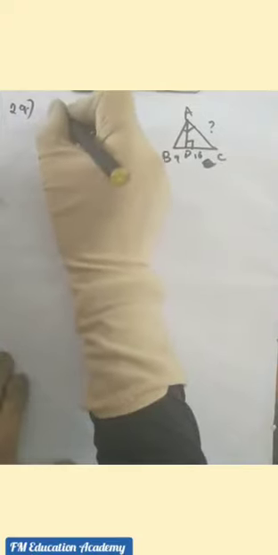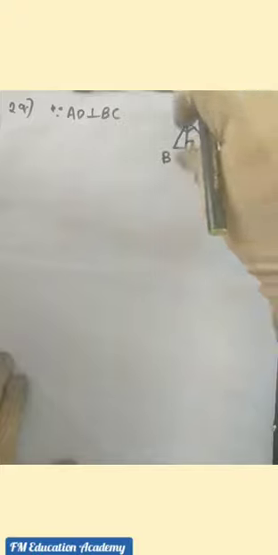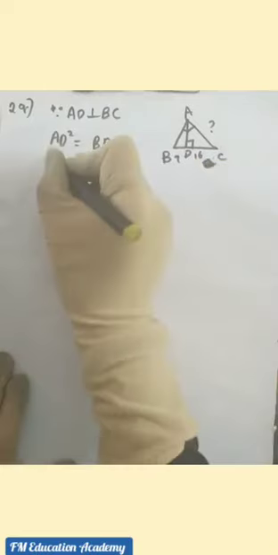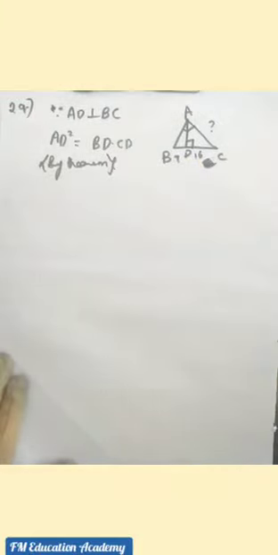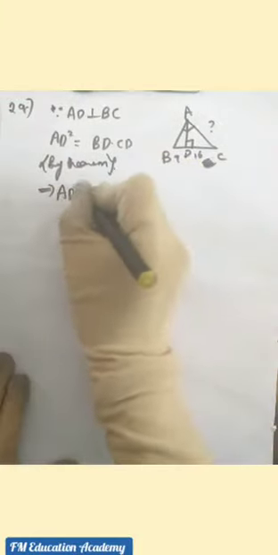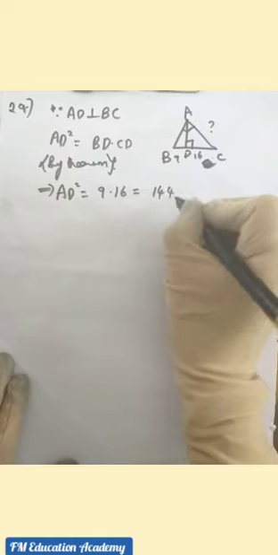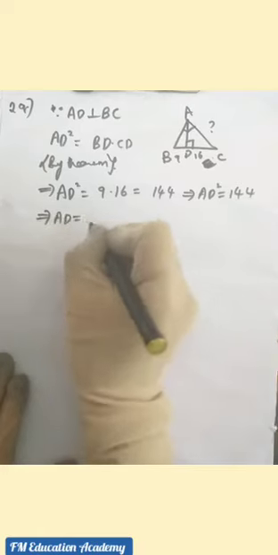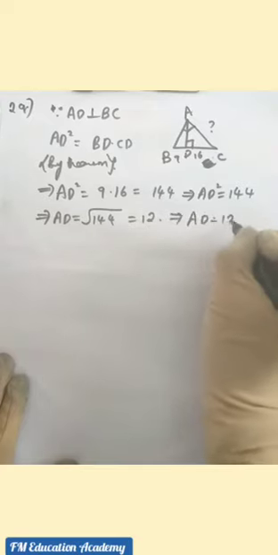Since AD is perpendicular to BC, AD square will be equal to BD into CD. Remember that. That is a theorem, which we have in similar triangles. So what is AD square? BD value is given, substitute 9, into CD value given, 16. 16 nines are 144. So AD square is equal to 144, but we want AD, not AD square. So AD is equal to square root of 144. We know square root of 144 is 12. So we got AD value as 12 centimeter.